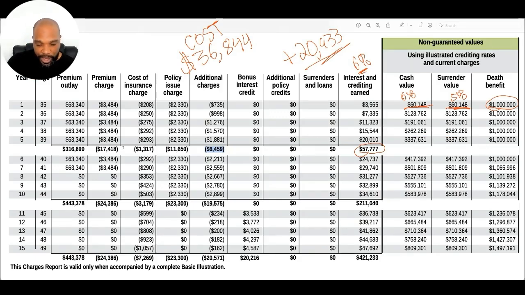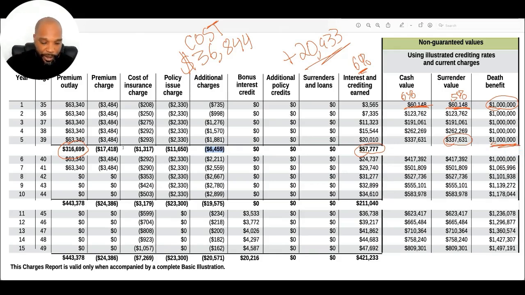So again, if we were to take that total of $316,699 of premium paid and add in the $20,933 of profit that we made net of costs, that means we would have $337,631 of cash value at this point. So we got more money in cash value than what we actually paid out of pocket. Meaning what? The insurance policy is paying us to have it. And we still got our $1 million asset, our $1 million death benefit here.